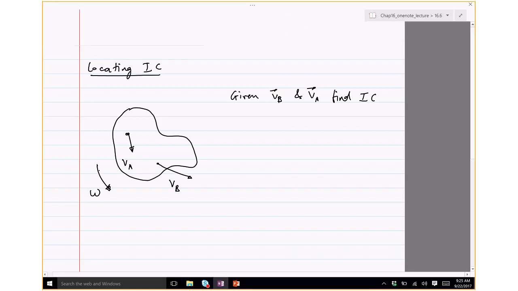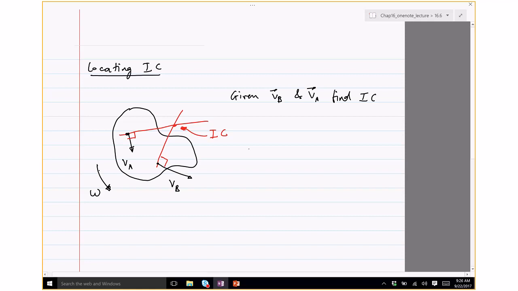All you got to do is draw a line at right angles to the velocity. So draw a line at right angles, and the point of intersection is always the IC. So that is how you locate the IC. Pretty much find the points whose velocity you know, and then draw right angles to those velocities. Point of intersection is the IC.